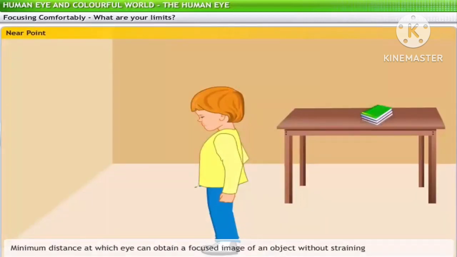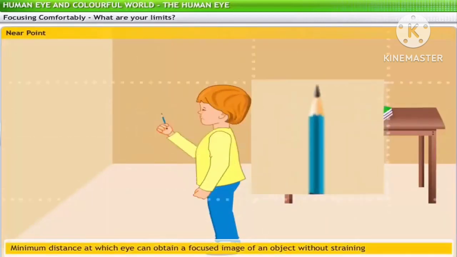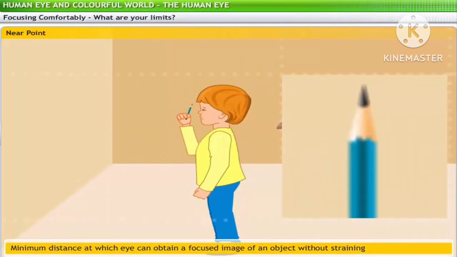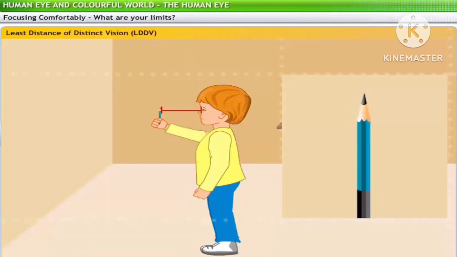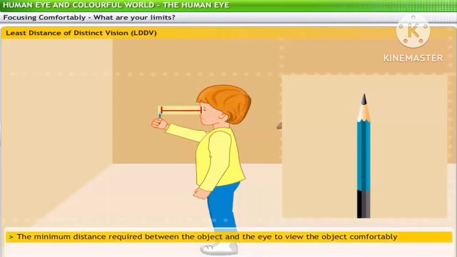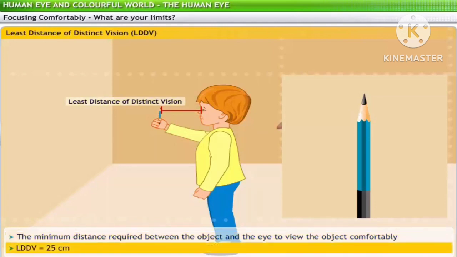Similarly, near point is the minimum distance at which the eye can obtain a focused image of an object without straining. This means that to view an object clearly, a minimum distance of the object from the eye should be ensured. This minimum distance required between the object and the eye to view the object comfortably is called the least distance of distinct vision. For a normal healthy eye, the least distance of distinct vision is 25 centimeters.